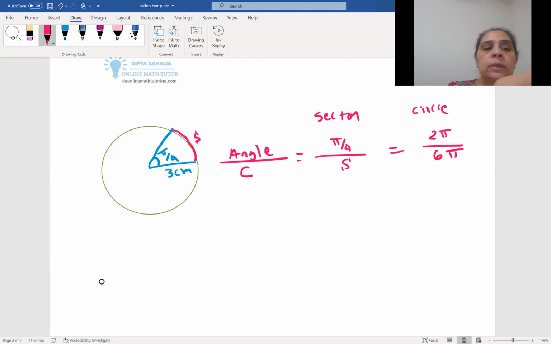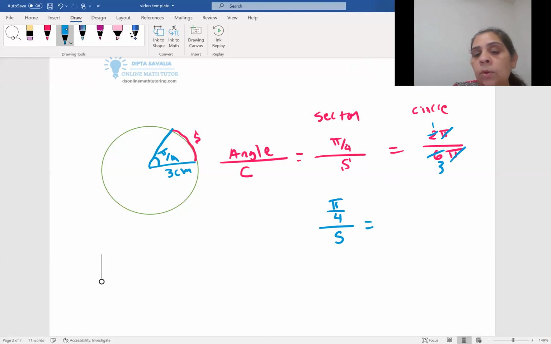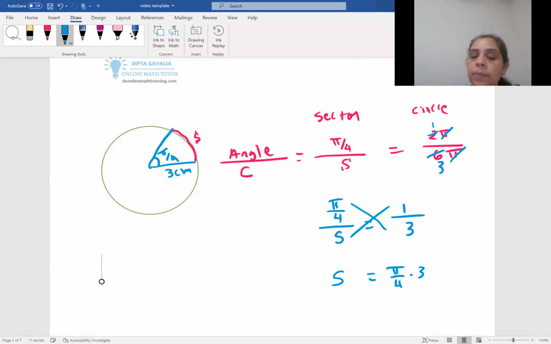We can reduce first. Looking at this, pi and pi cancel. That's 2 over 6, which is 1 over 3. You can do cross multiplication first and then reduce, or reduce now; either way works. What is left over is pi over 4 over S equals 1 over 3. Look how simple it is. 1 times S is S, equal to pi over 4 times 3. So the answer is 3 pi over 4. That is the arc length.